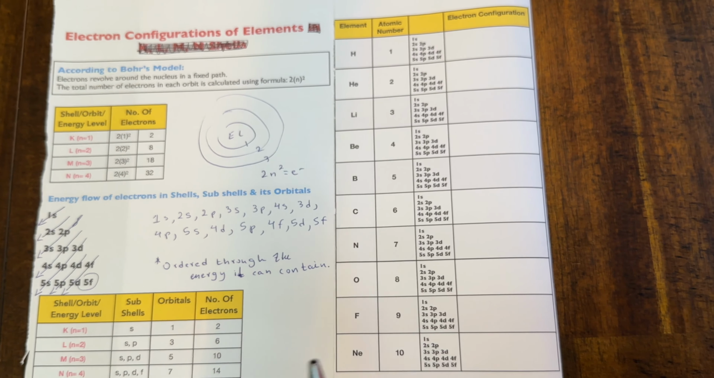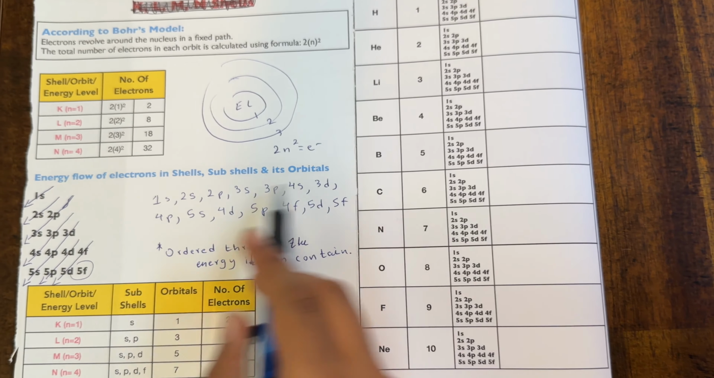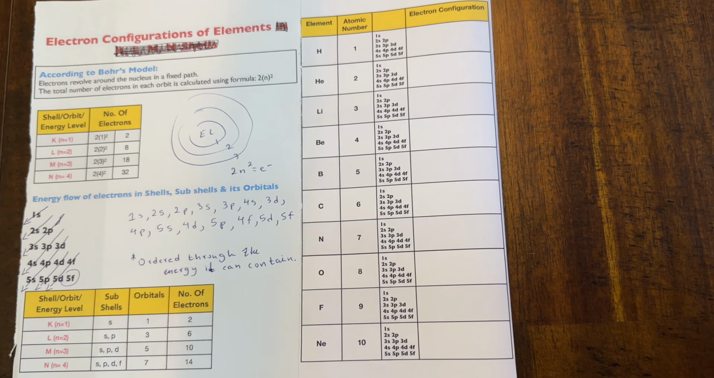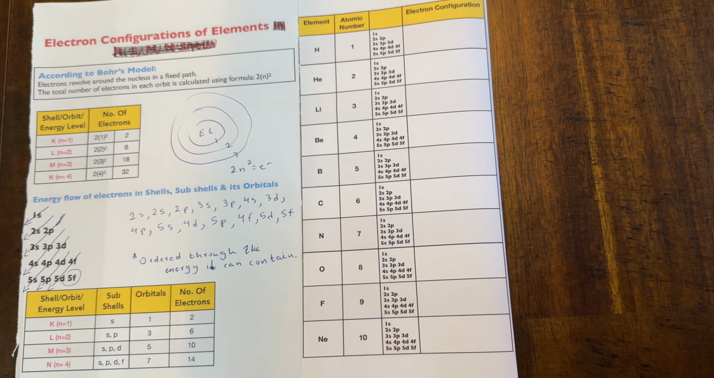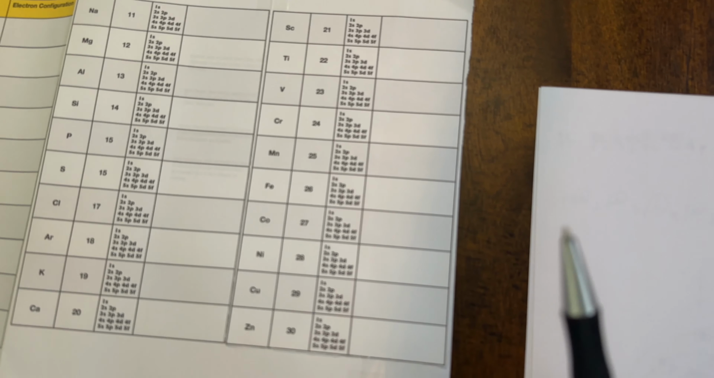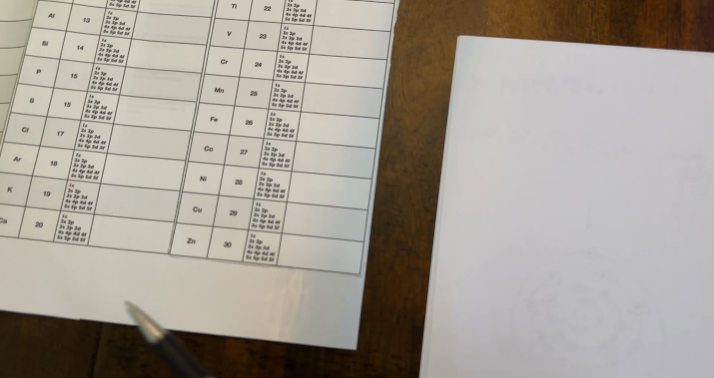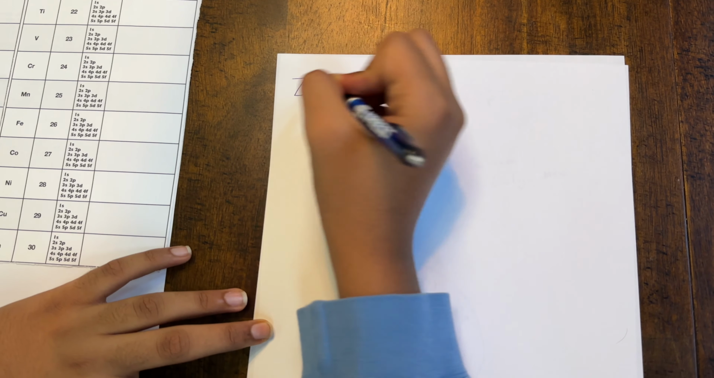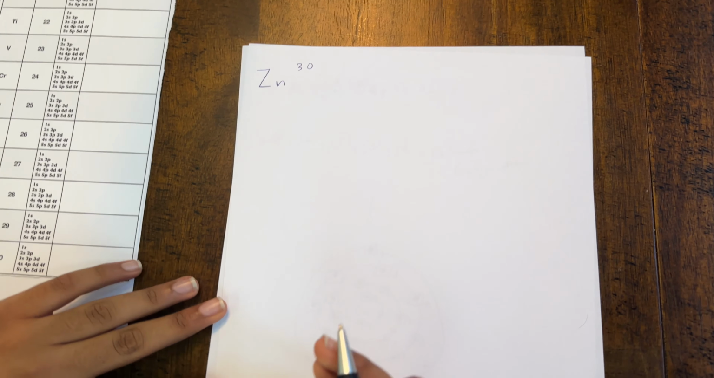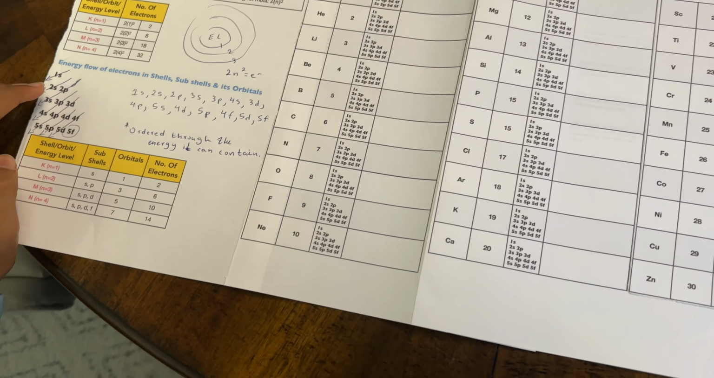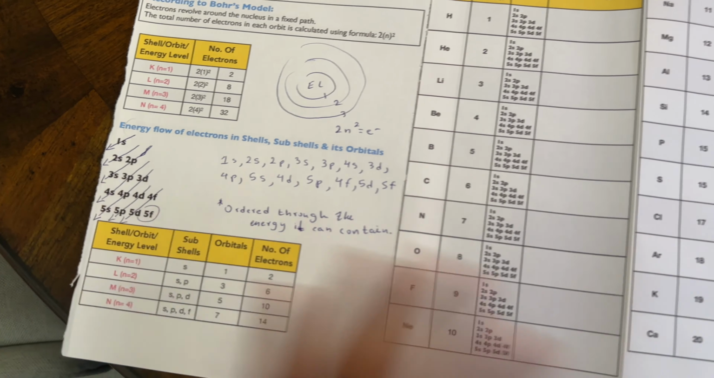Now that we learned how the energy flow goes, we're going to apply it to atomic numbers 1 through 30 and look at how we can find the electron configuration. The first one we're going to do is zinc. It has the atomic number of 30, the last one. So this is zinc, with its atomic number 30. Let's write out 1s, 2s, 2p, 3s, 3d, 4s, all the way up to 5f. Let's just see.